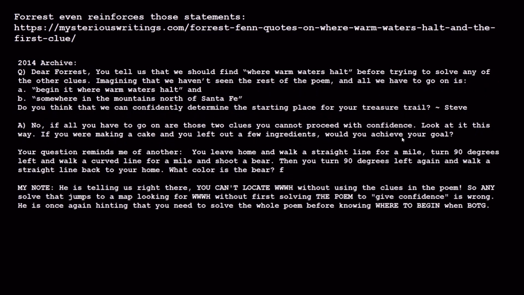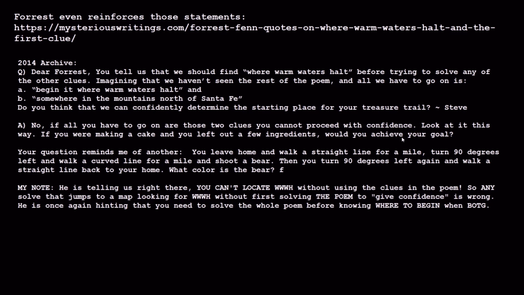Here's another one, same place, 2014. Dear Forrest, you tell us that we should find where warm waters halt before trying to solve any other clues. Keep in mind, read that again. Say and solve where warm waters halt before trying to solve any of the other clues.